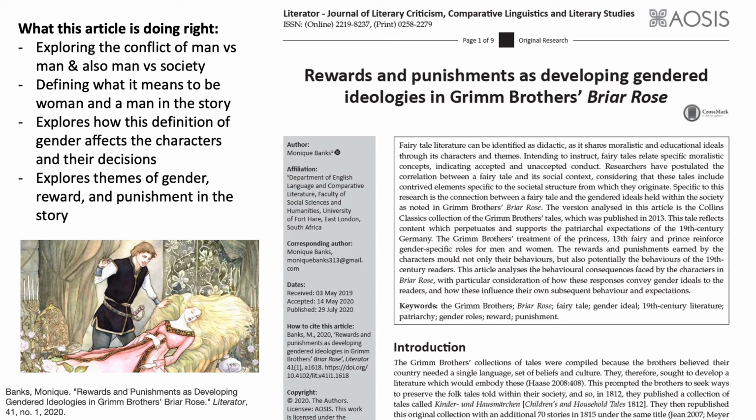This article looks at the Grimm brothers' Briar Rose, the inspiration for the tale of Sleeping Beauty. The author focuses on conflicts of man versus man and man versus society through the expectation of gender that the story sets. The performance of gender is then punished or rewarded based on the character's actions. This can also be understood as an exploration of archetypes. This article does a good job of focusing on these definitions in terms of the story and not applying our cultural terms to the analysis.